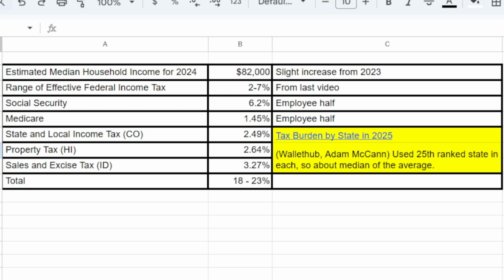That's not a true median, but it would be very difficult to come up with a true median for all of these. And you'll notice the total is 18 to 23%. What I'm looking at is around 20% of the median household goes toward taxes. Again, depending on what your income source is, and obviously the state you live in. Some states don't have income tax, so your overall rate might be lower.